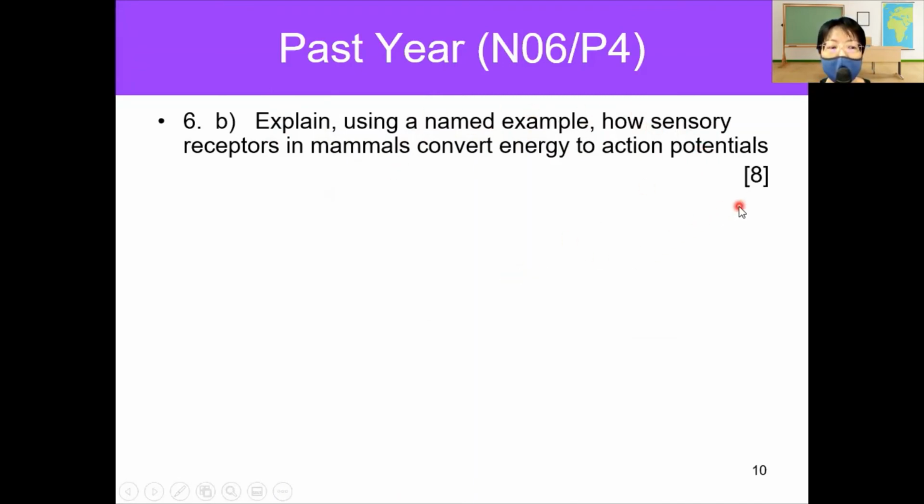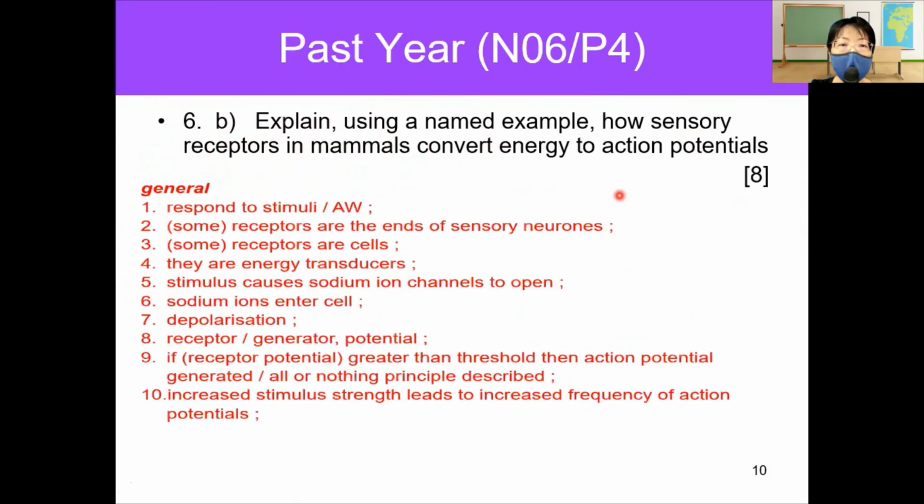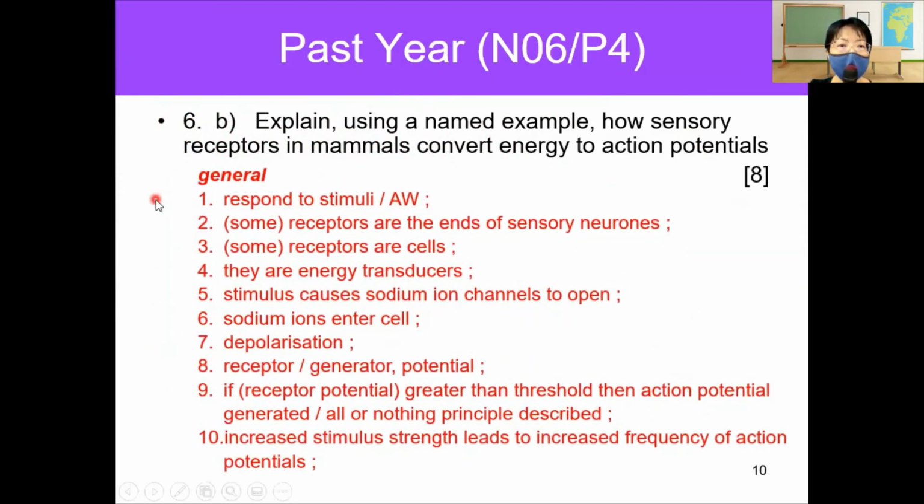So if it's a new syllabus, then it's maximum 7 marks. Okay, structured question, maximum 7 marks. Essay can be 8 or 9 marks, okay? So in general, the receptor cell can respond to stimuli, or I can say any other word of the same effect. So it can receive the stimulus, okay?